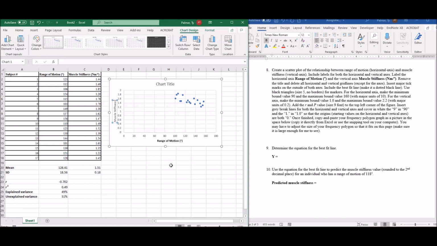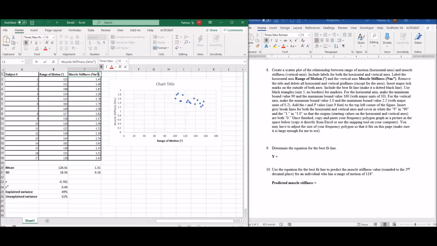Newton meters. Yeah, the units are Newton meters per, you can just put a slash there, per, and then degrees. Again, you can just copy this, right? And then you can put it down here, degrees, and then hit paste, and then you can copy it right there, and then hit close parentheses there. All right, so now we've got our muscle stiffness labeled here on the y-axis, good.